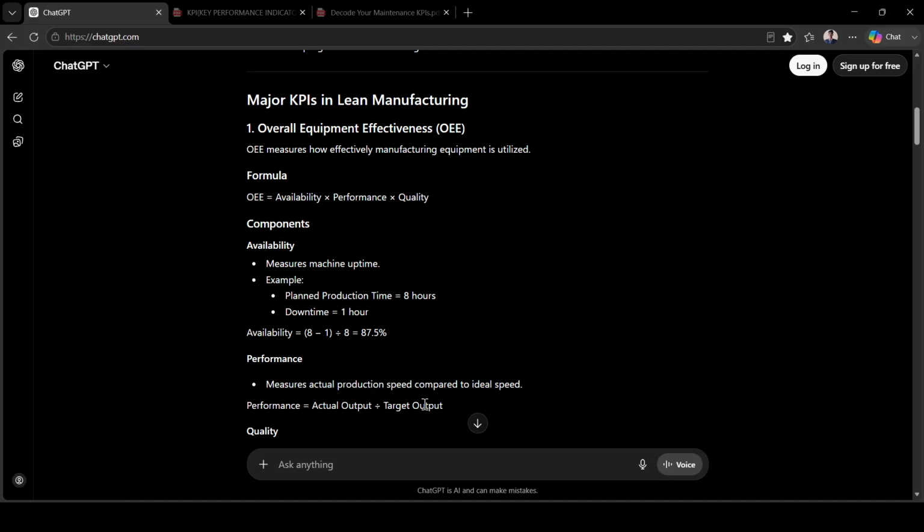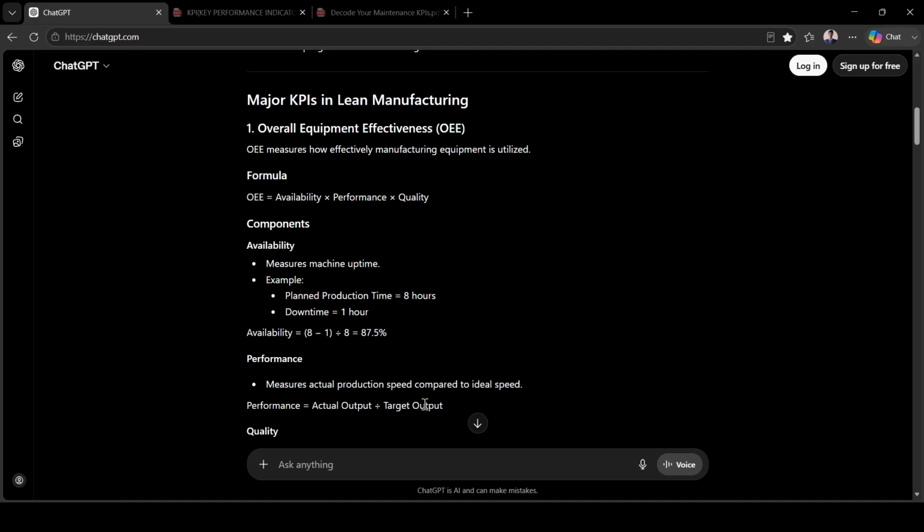The first one is Overall Equipment Effectiveness (OEE). OEE measures how effectively manufacturing equipment is utilized. The OEE formula equals availability times performance times quality.